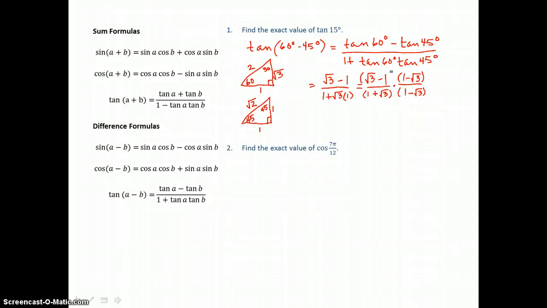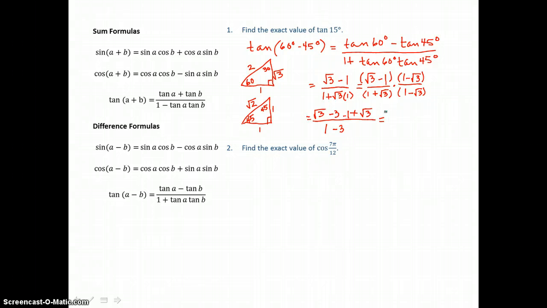So I'm going to have to distribute top and bottom. The square root of 3 times 1 is square root of 3. Square root of 3 times negative square root of 3 is minus 3. Negative 1 times 1 is negative 1. And negative 1 times negative square root of 3 is positive square root of 3. Now in the denominator I have the sum and difference of the same two terms, so the middle term is going to cancel out. It's going to sum to 0 when I distribute, so I'll have a binomial. 1 times 1 will give me 1, and the square root of 3 times negative square root of 3 is negative 3.